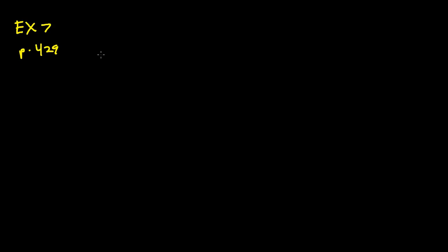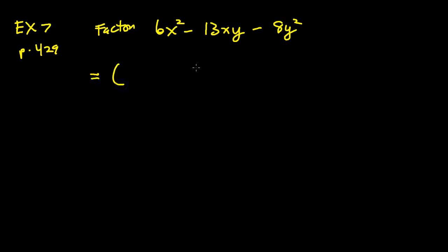Example on page 429. Factor the expression 6x squared minus 13xy minus 8y squared. Again, I've got a first term that's a multiple of x squared, a last term that's a multiple of y squared, and a middle term that's multiples of both x and y. So I think I can do this one similar to the previous one.